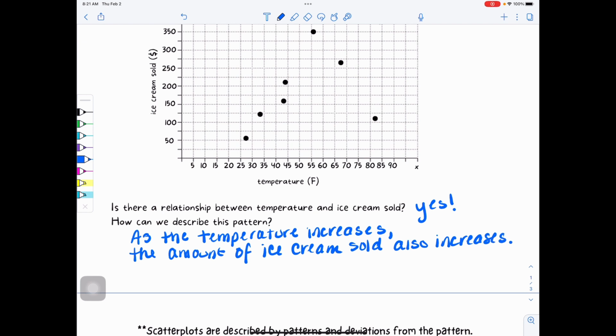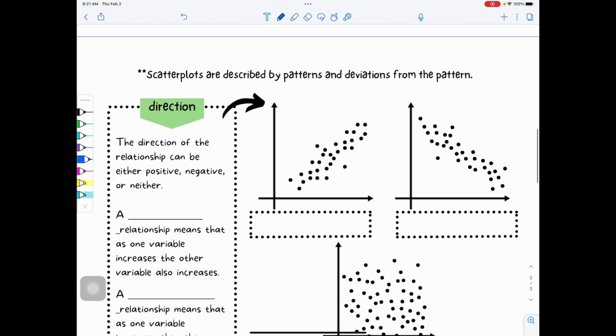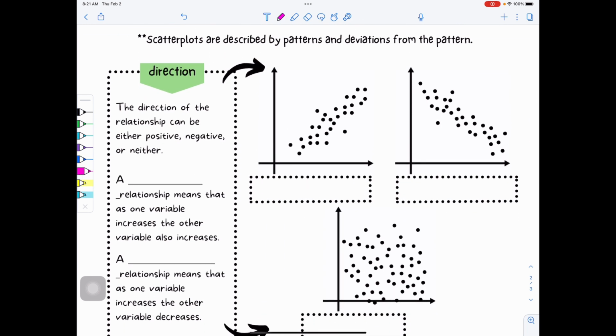And overall, we'll talk about all the different ways we can describe scatter plots and the words that we use to do that. So scatter plots are described by patterns and deviations from the pattern. That means what you see is a general pattern, and there are words you can use to describe it, and deviations means that sometimes there are things that are different from the pattern. We're going to talk about all of those. The first way that you're going to describe a scatter plot is by direction. The direction of the relationship can be either positive, negative, or neither.